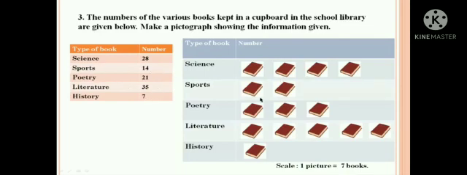3 pictures. And the next is what? Literature. For literature, the number given is 35. When does 35 come in the table of 7? 5 sevens. So how many pictures are you going to draw? 5. And the last is what? History. In history, 7 is given to you. And we have already given the scale, that 1 picture is equal to 7 books. So how many pictures are you going to draw? Exactly 1 picture for the history subject.